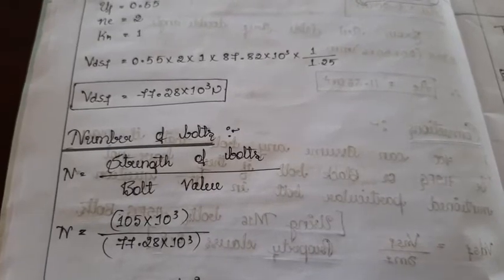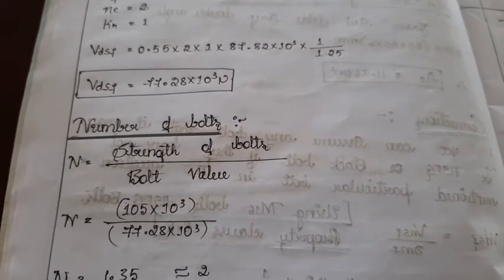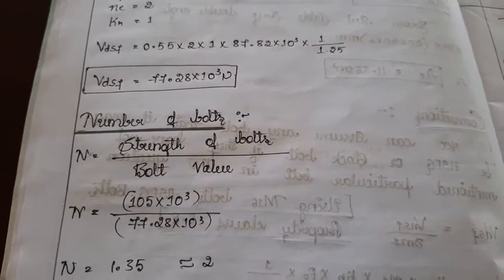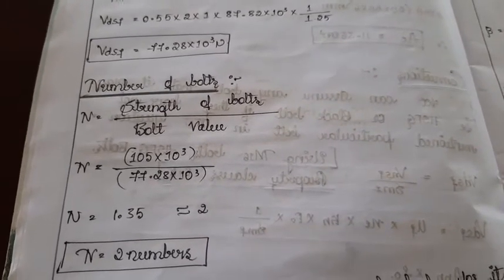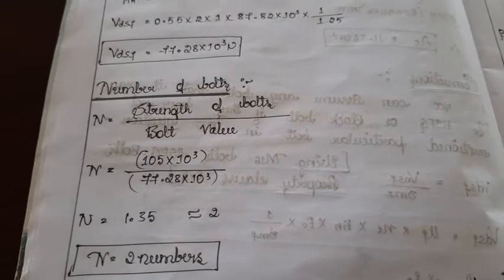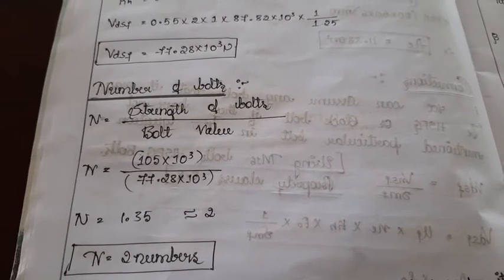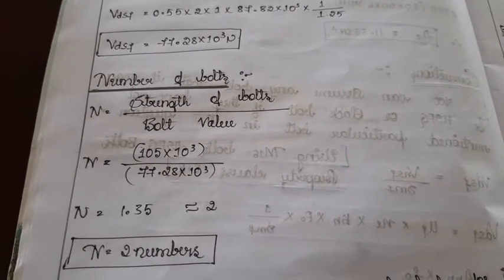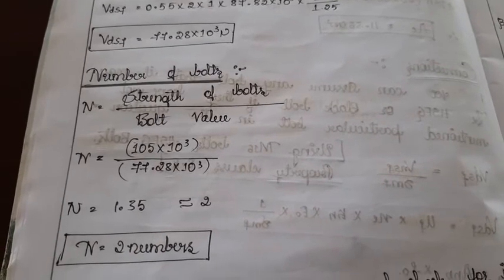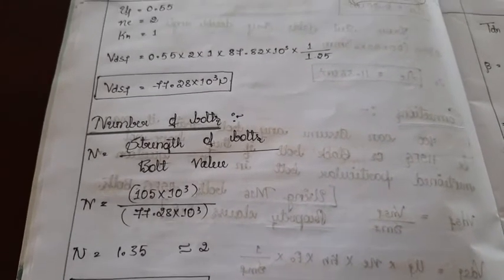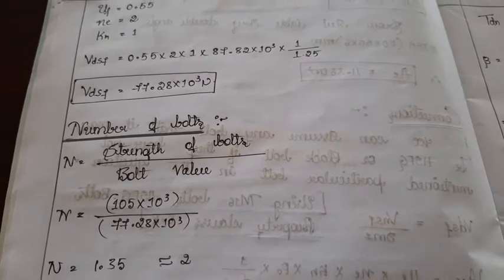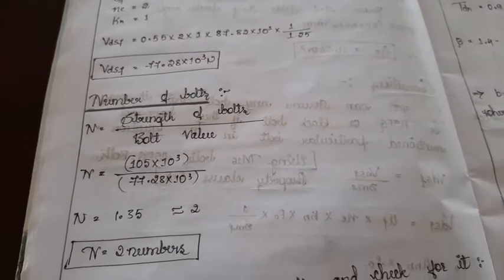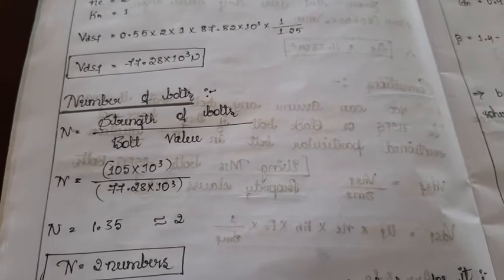So after this, what you need to do? The same way you do it in a black bolt also, you need to calculate your number of bolts. While calculating number of bolts, the formula is strength of the bolt divided by bolt value. What is the strength of the bolt? Usually in the black bolt, what you need to take? The maximum value out of the shear capacity and the bearing capacity. Whereas in the HSFG, there is no such kind. So only one value you have. So the strength of the bolt is what? Already it is calculated, that is 105 kilonewton.